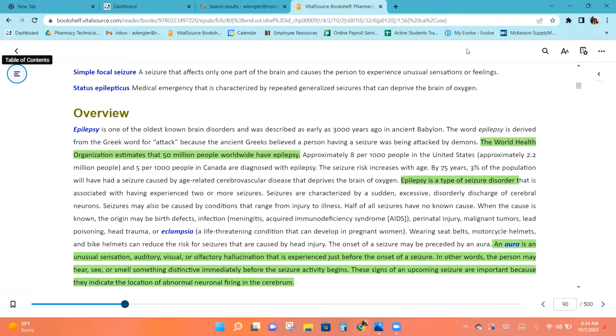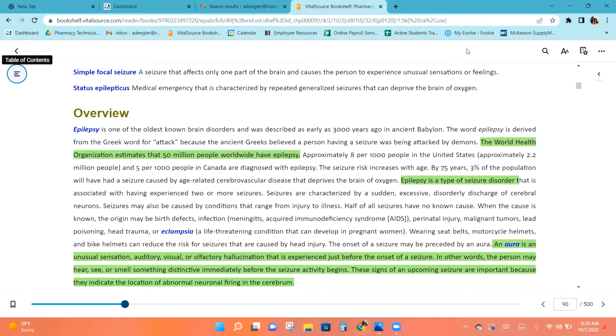When the cause is known, the origin may be birth defects, infections like meningitis, AIDS, perinatal injury, malignant tumors, lead poisoning, head trauma, or eclampsia, a life-threatening condition that can develop in pregnant women. Wearing seatbelts, motorcycle helmets, and bike helmets can reduce the risk for seizures that are caused by head injury.